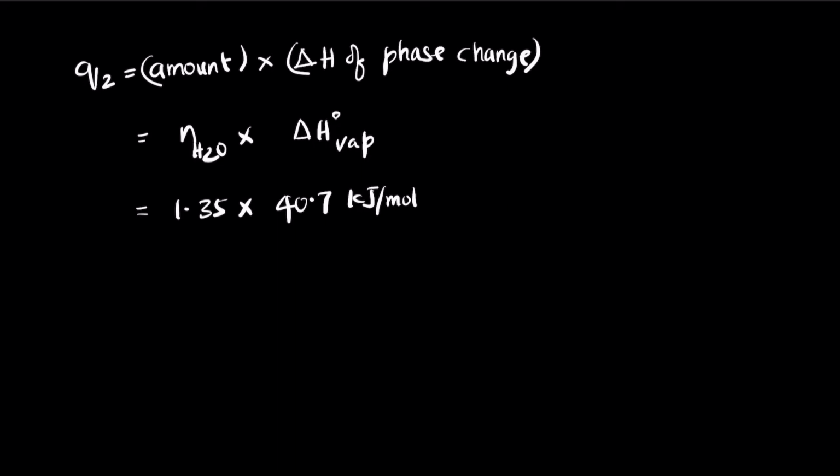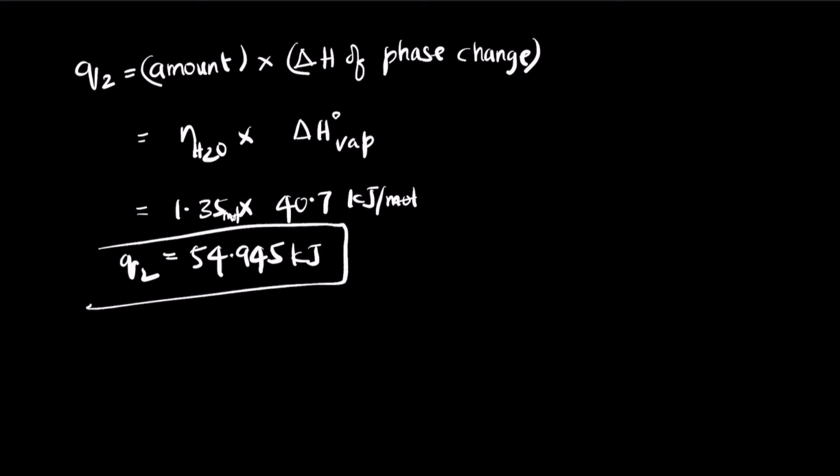So calculate the value, 1.35 times 40.7, which gives you 54.945 kilojoule. So this is mole times kilojoule per mole. So mole gets cancelled. You get the value for Q2.